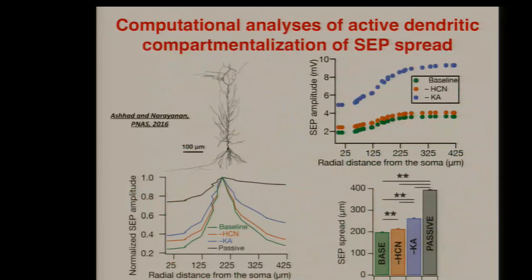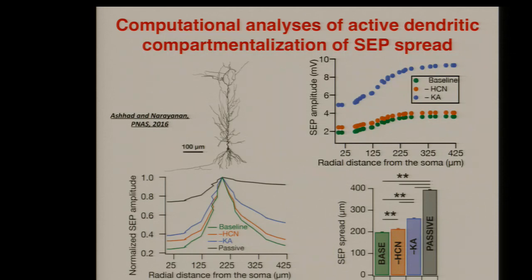So he took this data to a computational model and he asked whether the spread of this particular glial transmission impact is also affected by these different channels. And he again showed that there is a significant effect of both the pacemaker channel as well as the transient potassium channel when they are present in the dendrites, actually.